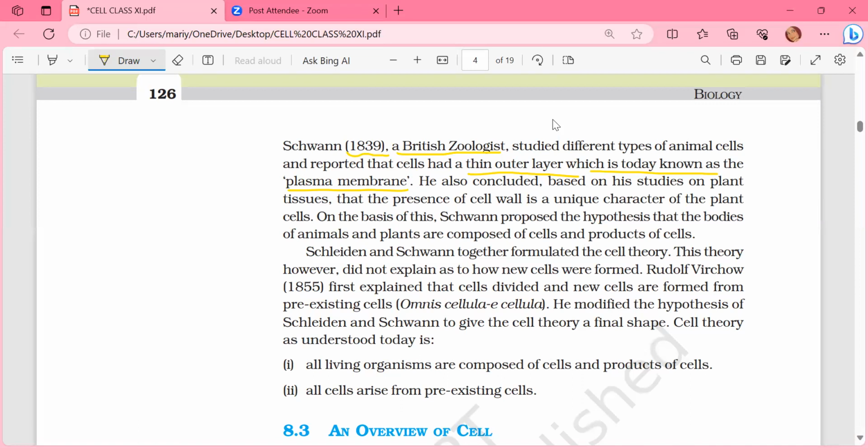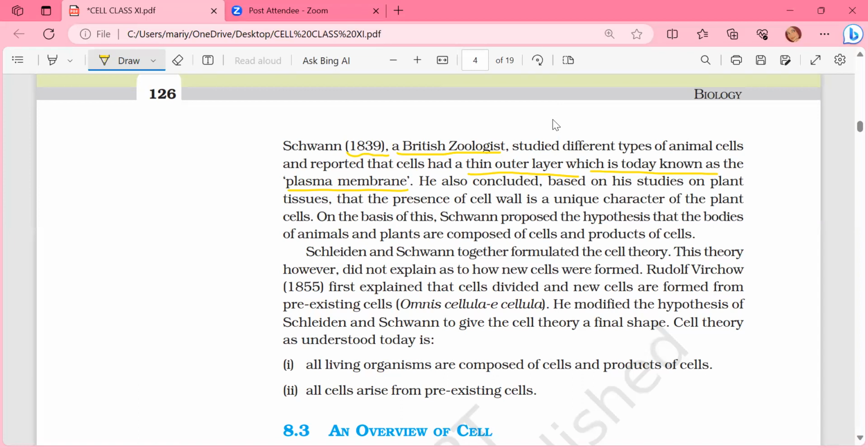This theory, however, did not explain how new cells were formed. Right? They did tell what kind of cells there are and how many. They even said that the plasma membrane is there, and the cell wall is there, but they did not tell us how those new cells were being formed.